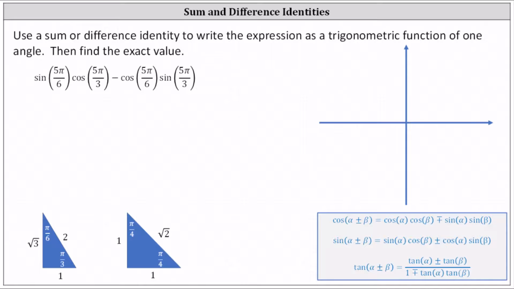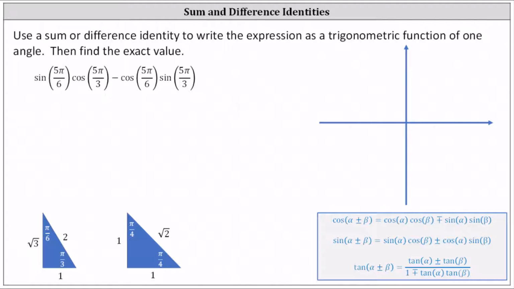Use a sum or difference identity to write the expression as a trigonometric function of one angle, then find the exact value. We have the sine of 5 pi divided by 6 times cosine of 5 pi divided by 3 minus cosine of 5 pi divided by 6 times sine of 5 pi divided by 3.